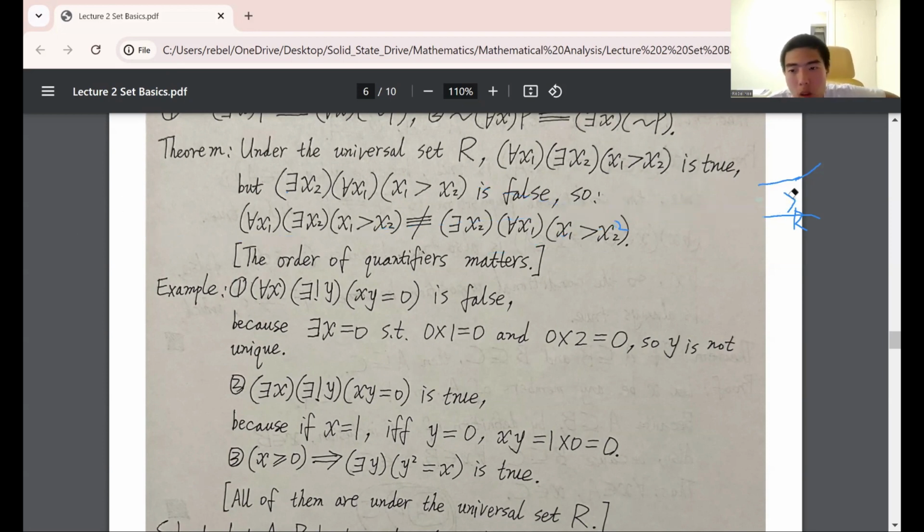So you can see the difference between these two is that we just change the order of these two quantifiers, and it makes a different result. So these two are not equivalent. They are not logically equivalent.